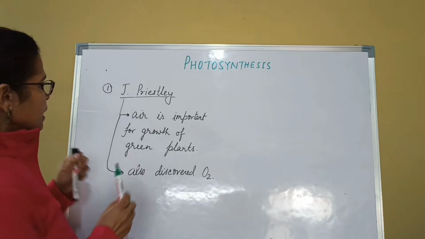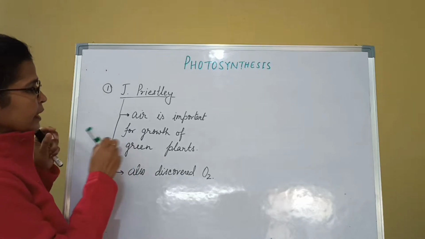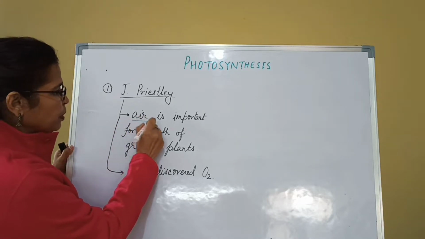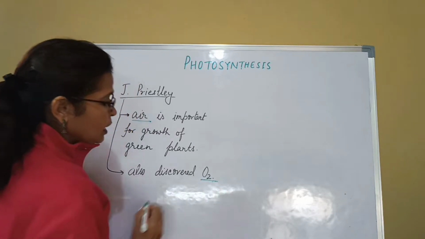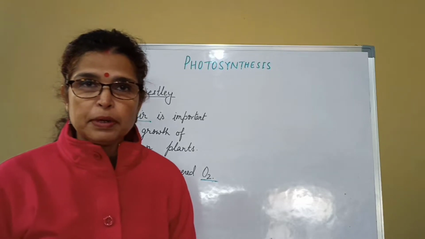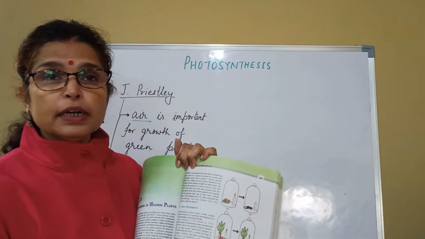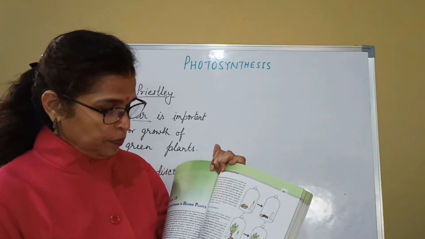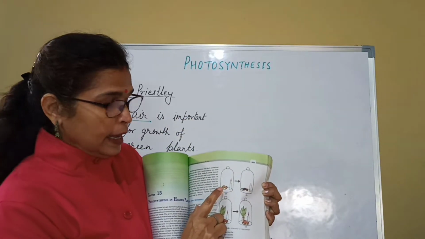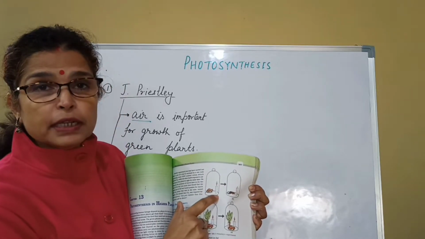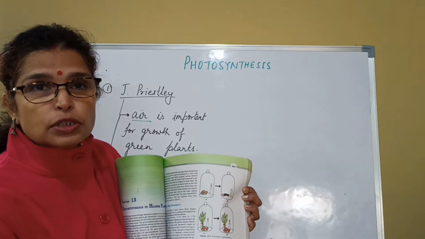Joseph Priestley conducted a series of experiments and concluded that air is important for the growth of plants. And secondly, he also discovered oxygen. One of the famous experiments given in NCERT is the bell jar experiment on page number 207, figure 13.1. In this experiment, he used a burning candle and a mouse enclosed in a bell jar.